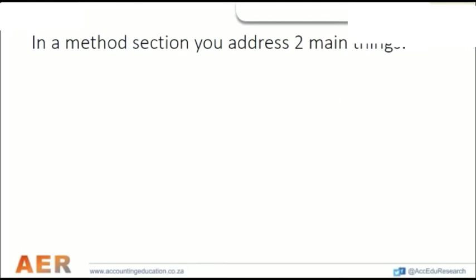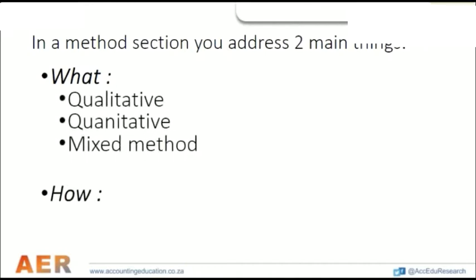In the method section, you will be addressing two main things. The first thing you will be addressing in your method section is what you did. The second thing you will also be looking at is how you did what you did. The what part of your method section will be driven by the research approach that you have followed. For the purposes of doing accounting education research, you could follow either a qualitative approach or a quantitative approach or a mixed method approach. These approaches will be explained in more detail later on in the presentation.